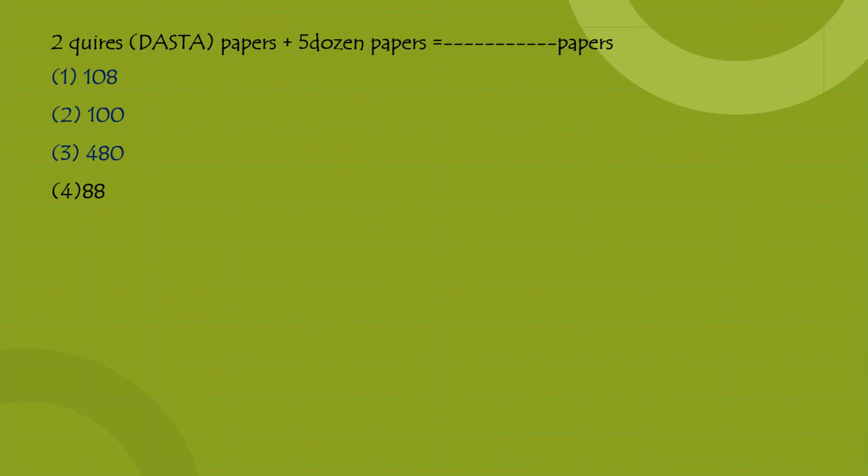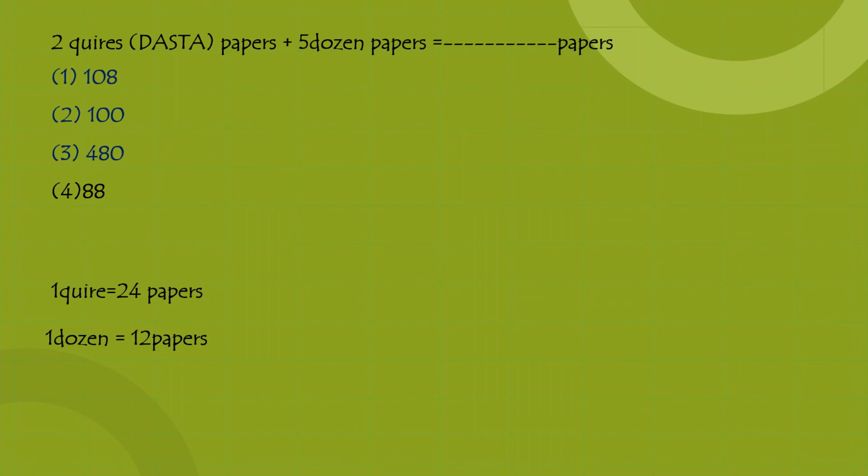Two quires of paper plus 5 dozen papers is equal to how many papers? So if you know 1 quire is equal to how much and 1 dozen is equal to how much, you can simply find this out. Okay, so 2 quires of paper is 24 papers, theek hai, and 5 dozens of paper is equal to, if you know 1 dozen, that is 12 papers. So if you solve this sum, it is very simple. If you know these two things, you can easily solve the sum and get the answer.